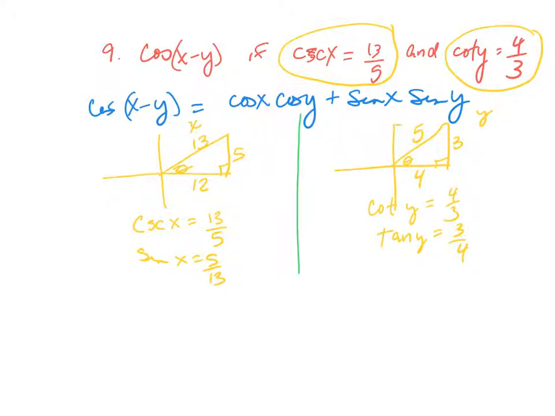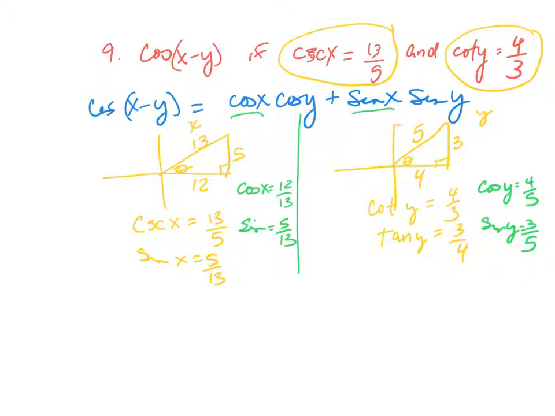So if we look at the x picture, in order to fill out the formula, we need the cosine of x and the sine of x. So the cosine of x, if you just look at your picture, is going to be 12 over 13, because it's adjacent over hypotenuse. And the sine of x is 5 over 13. And over here, the cosine of y is 4 over 5, and the sine of y is 3 over 5. Now you got all the guts you need to do the equation.